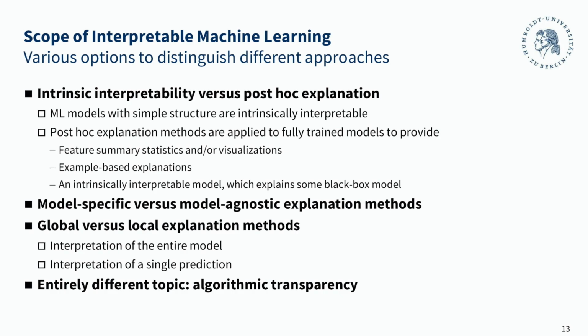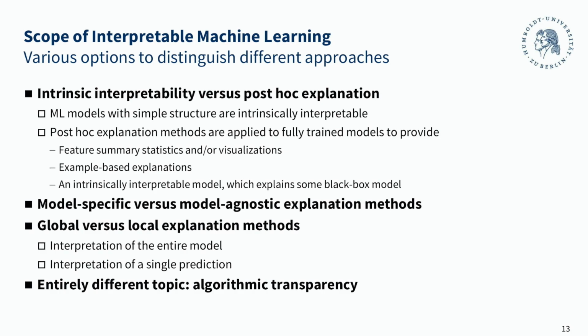And I give you some examples of what these post hoc explanation methods, they will be the focus of today, what they could deliver you, like feature summary statistics or visuals, example-based explanations. And these outputs of an explanation method are yet a different factor along which we can categorize the research. Whether a technique only works with a certain type of model, like a neural network, or any type of black box model. That's yet a different characteristic along which we can distinguish different methods.